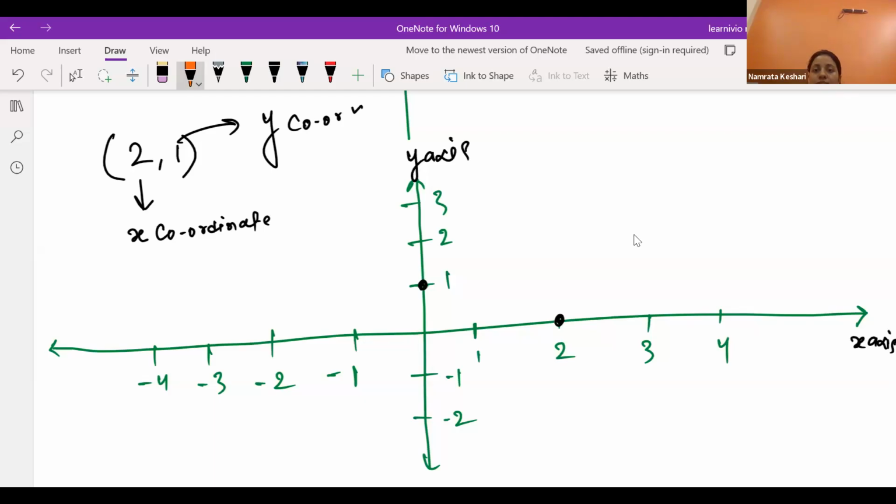Now we will start from the x-axis, from 2. You have to go exactly straight, perpendicular. In front of 1, you will stop. Are you getting what I'm talking about?